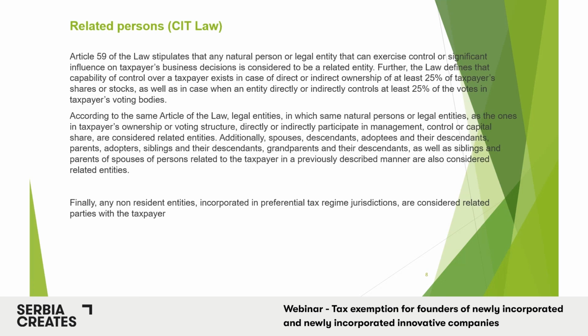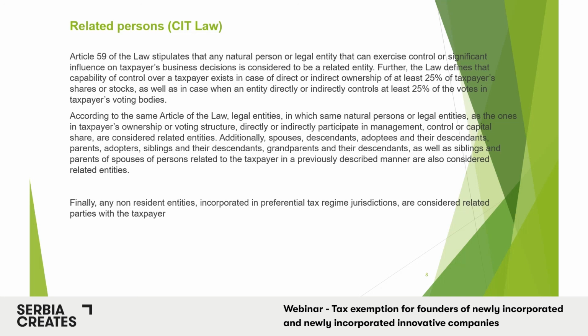Whether or not you're related to another company is governed by the corporate income tax law and its transfer pricing provisions. And basically, you're related to another legal entity if there's a relationship directly or indirectly of 25% capital ownership or 25% of the votes in the taxpayer's governing bodies. Plus, there are special rules relating to family relationships with respect to the founder's family and his or her relatives.